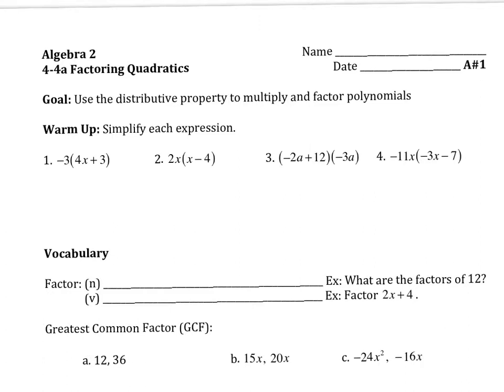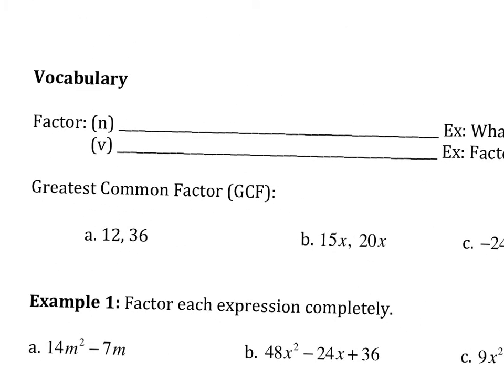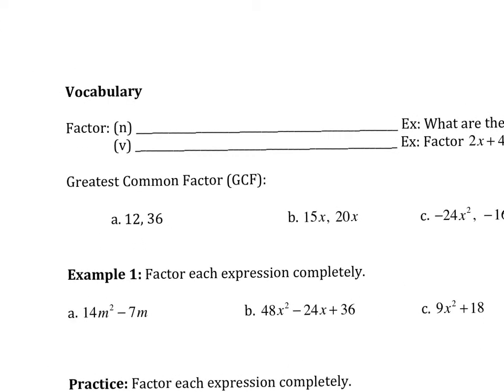So we are going to ultimately use the distributive property a whole bunch of different ways, but we're also going to be multiplying and factoring. So let's talk about some vocabulary first. The word factor has two meanings, and context is everything. Anyone know what N stands for when you're talking about words?